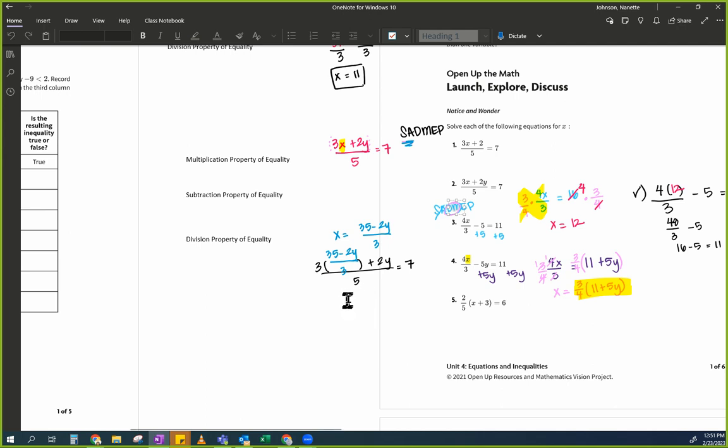Positive 2y. Not yet. Yes. Eventually, yes, but not right now because something's happening. Bring the 5 over, multiply by both sides. Not yet. You don't have to. Does anybody see anything else that you can cancel out?